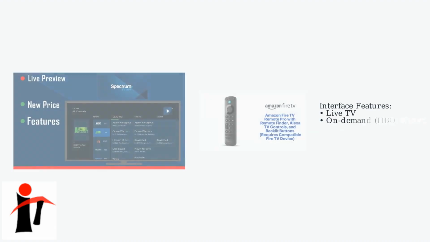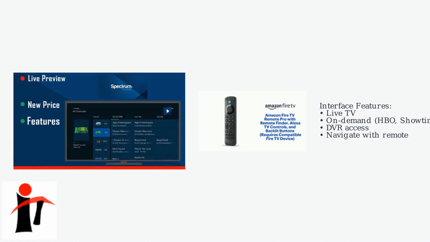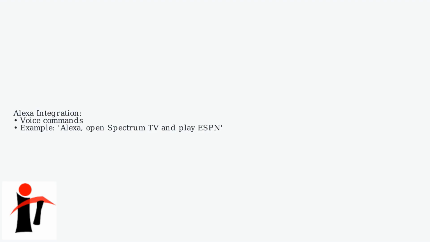The app offers a user-friendly interface for live TV, on-demand libraries like HBO and Showtime, and DVR access, all navigable with your Fire TV remote. The app integrates seamlessly with the Amazon ecosystem, allowing Alexa voice commands like "Alexa, open Spectrum TV" and "play ESPN."